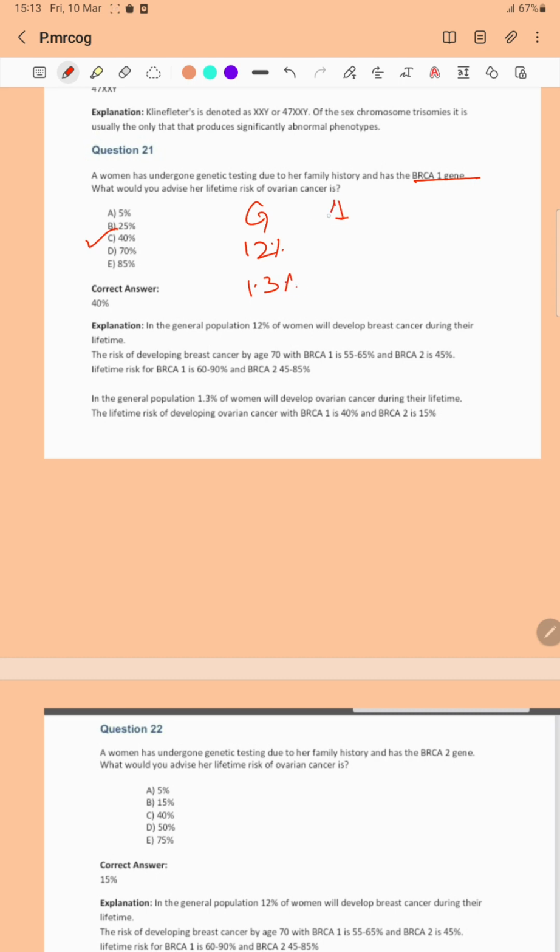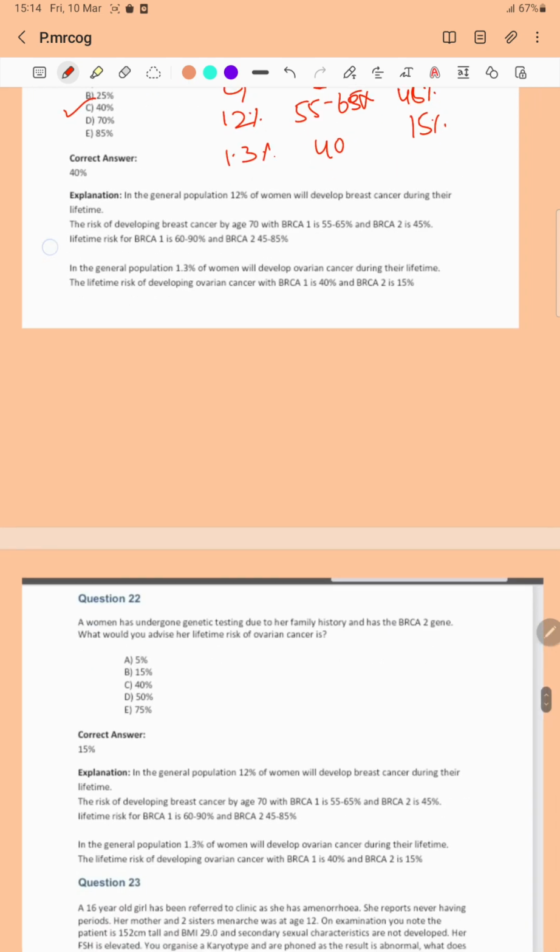With the BRCA1 gene, the risk of developing breast cancer by the age of 70 is about 55 to 65%, and for ovarian cancer it is about 40%. With BRCA2, they have 45% chances of developing breast cancer and 15% chances of developing ovarian cancer.